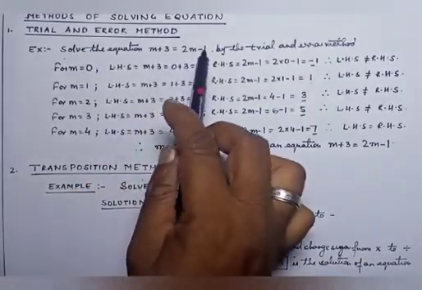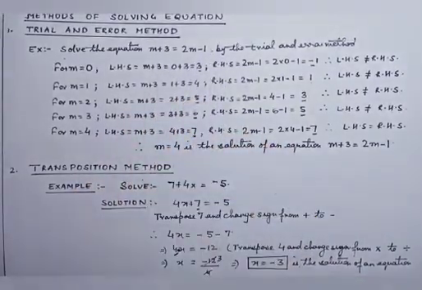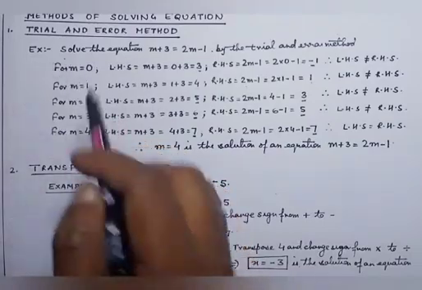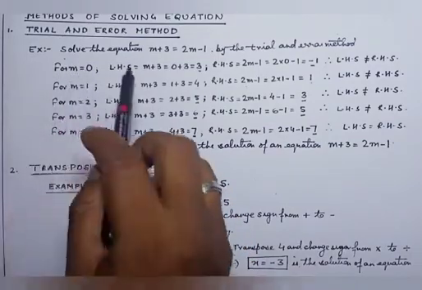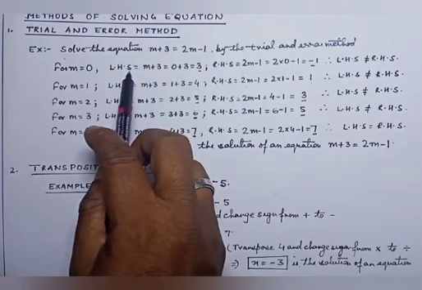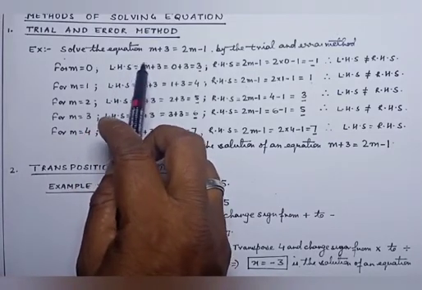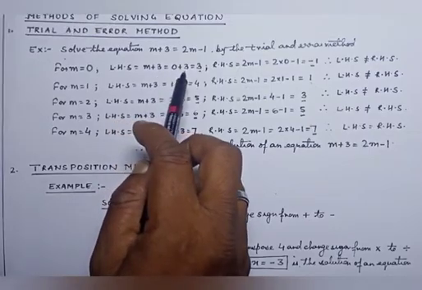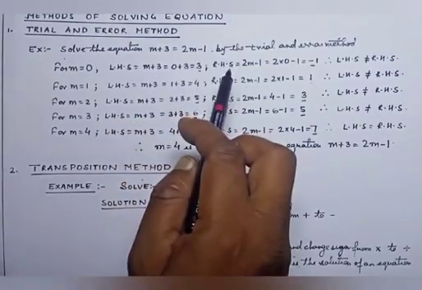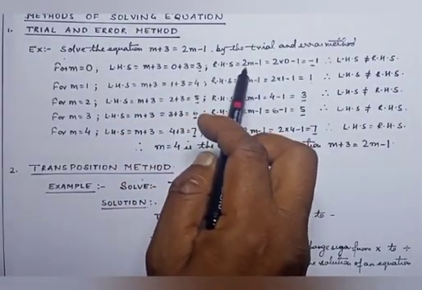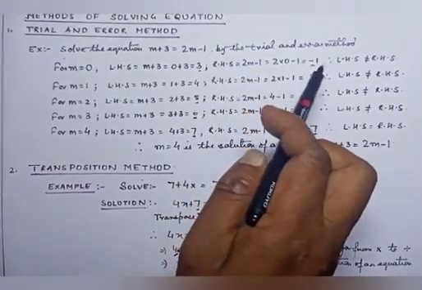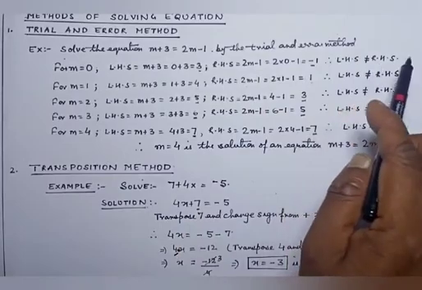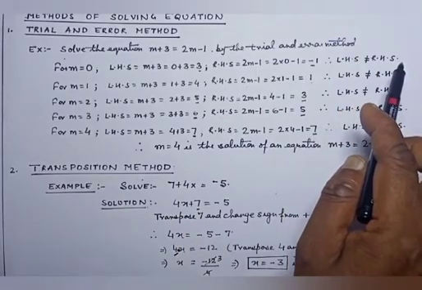m plus 3 is equal to 2m minus 1. So first of all, I will start with 0. If I put m is equal to 0, now taking LHS, in place of m I place 0, so 0 plus 3 is equal to 3. Again in RHS, 2m minus 1, so 2 into 0 is equal to 0, minus 1 is equal to minus 1. It means LHS and RHS are not coming equal.